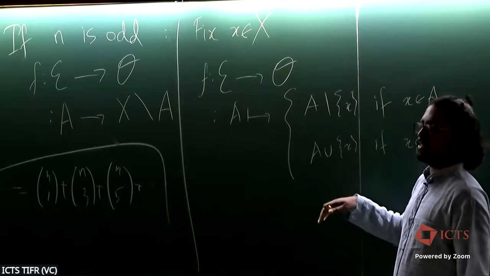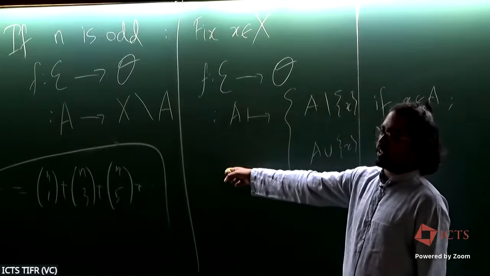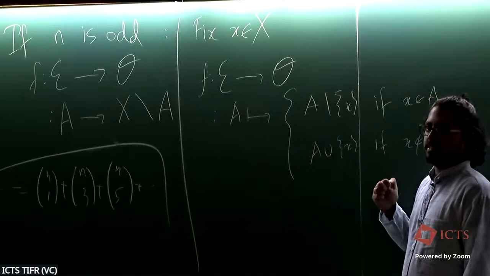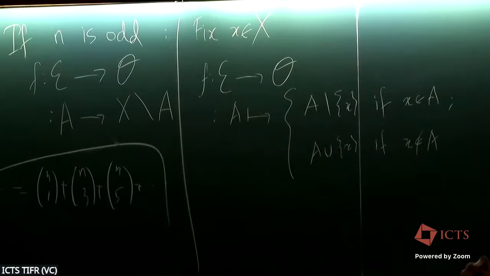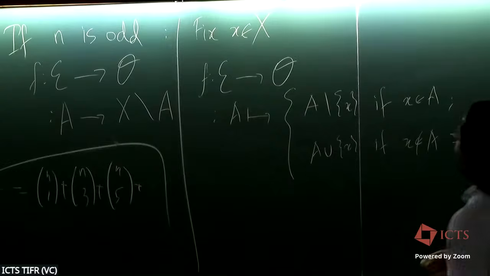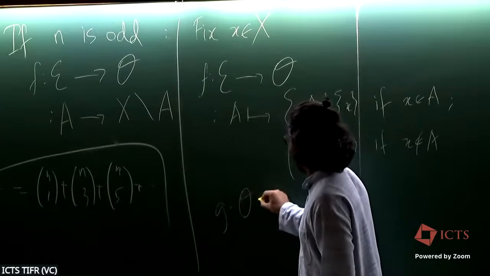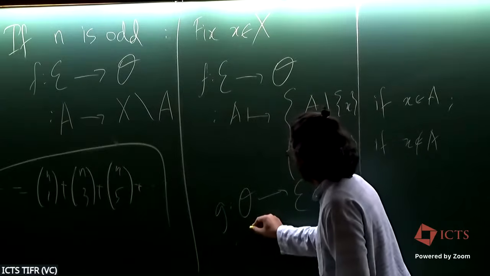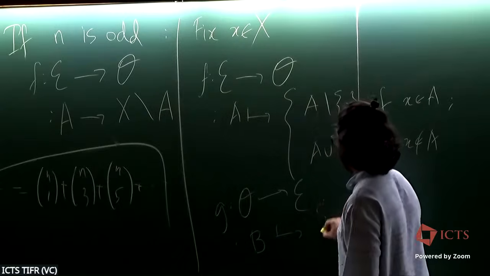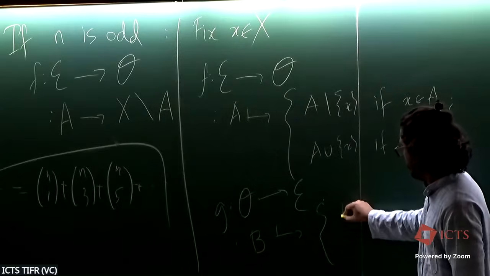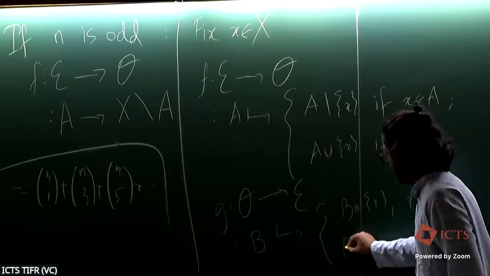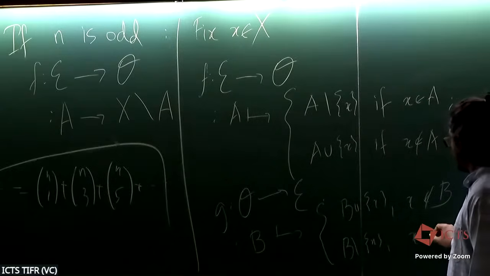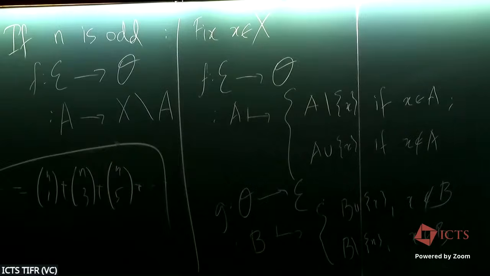That means you can find an inverse for this. If I give you an odd size set, it can only come from a unique guy over here. Which one is that? Perfect. Exactly. So what's the inverse of this? The inverse would be O to E, which, if you start with an odd size set B, sends it to B union x if x is not in B, and B minus x if x is in B. Perfect. Same process in reverse.